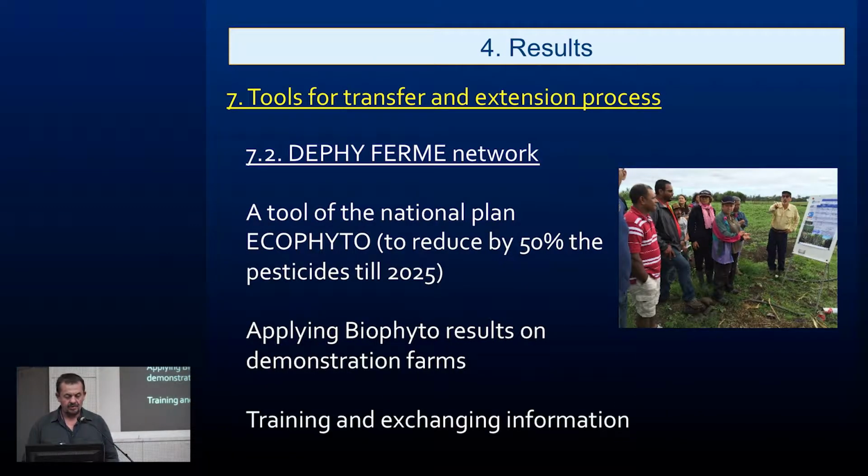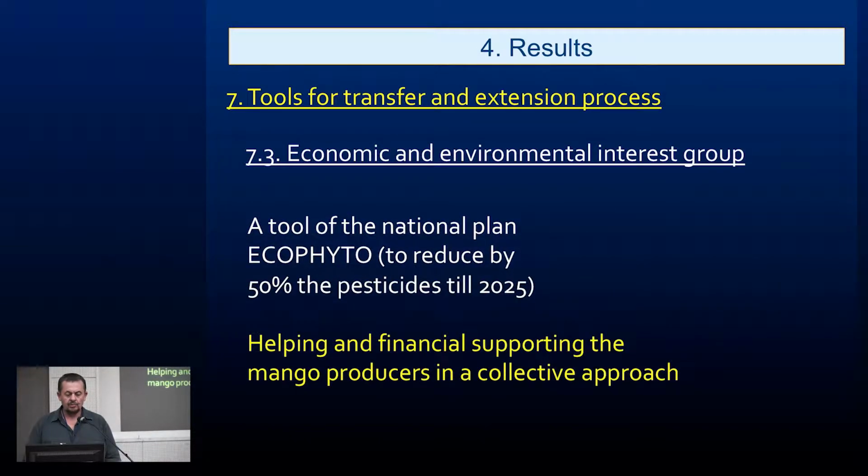We have an original tool which is called the DEPHY FERME network. It's a network of farms where the agroecological practices are implemented, and it can be used for training programs for farmers, for extension agents, and so on. We have also the same kind of interest group that we saw for chayote, with a collective and agroecological approach for farmers in the same basin of production.